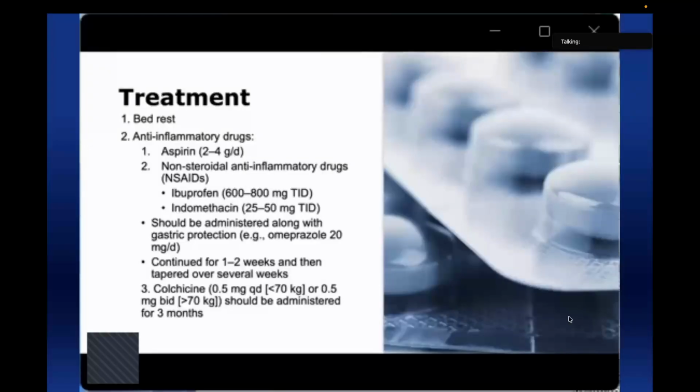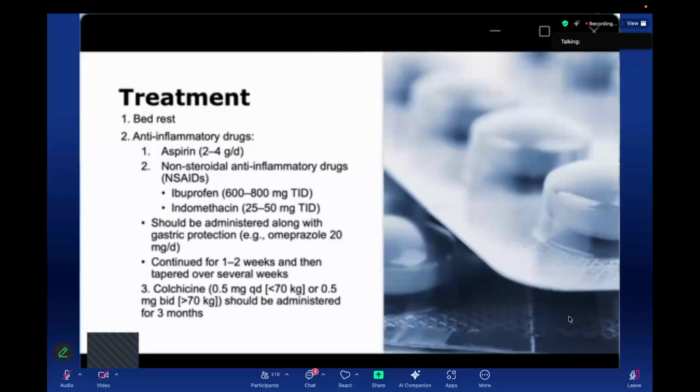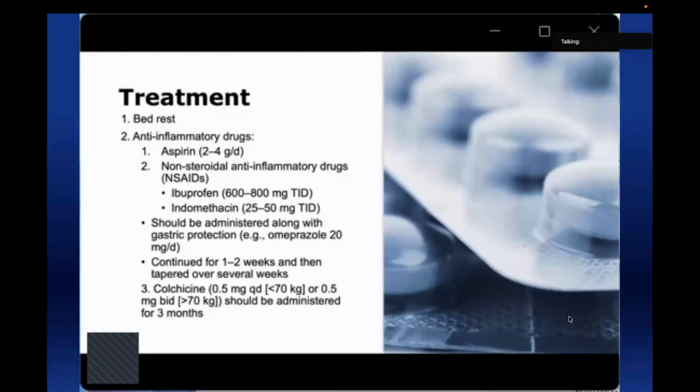Treatment: usually you have to do bed rest, and if the pain is severe, you might want to give anti-inflammatory medications like aspirin, your NSAIDs. Now, with the following doses, it should be administered along with your gastric protection, and you have to continue this treatment for 1 to 2 weeks and then taper over several weeks. Me, in my practice, I usually give colchicine, and it should be given for at least 3 months.